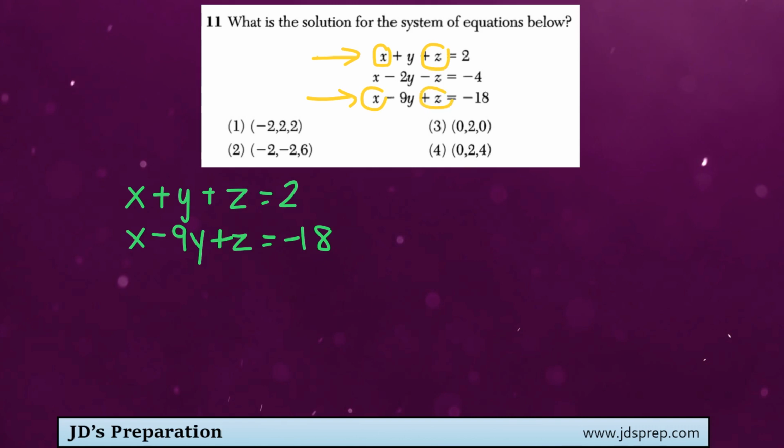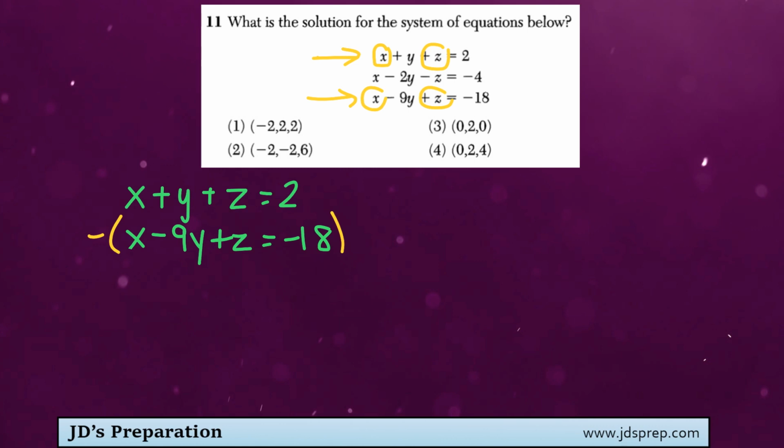That's very handy because now we can use the elimination method to basically take one of those equations and subtract the other, and then all we'll be left with is an equation with one variable, y, and that'll be really quick to solve. So I've gone ahead and written those down here, and let's take that first equation and subtract the second one.